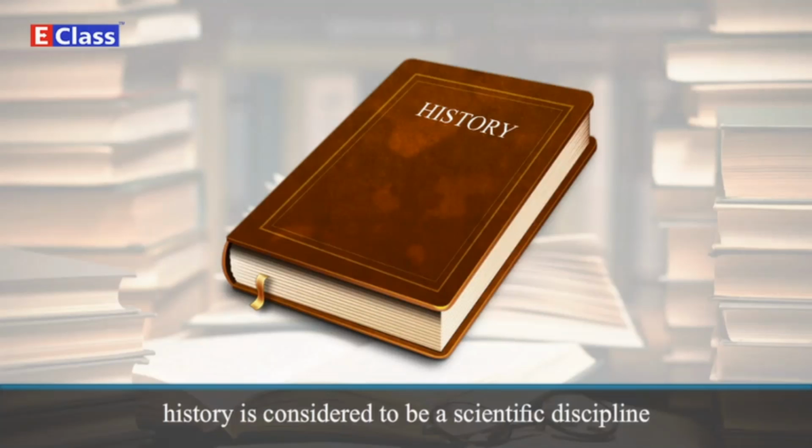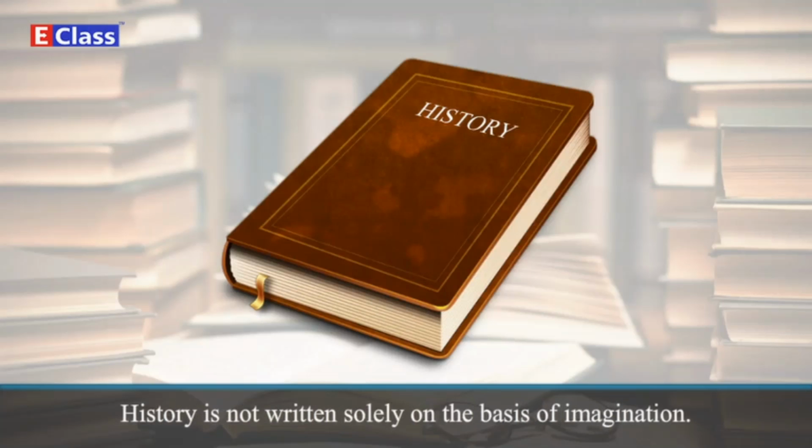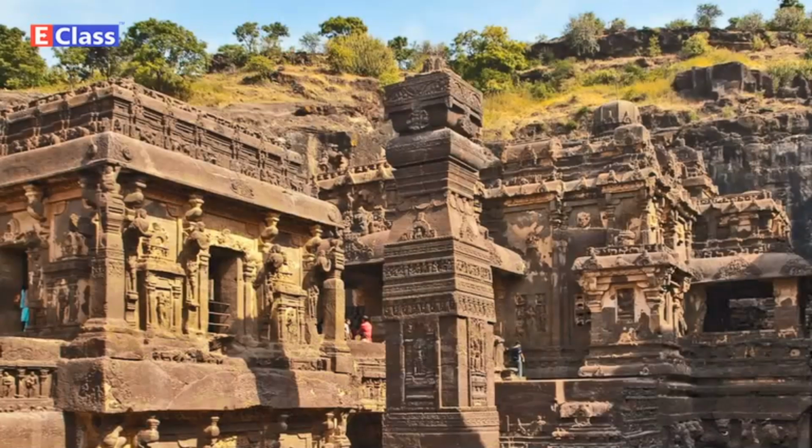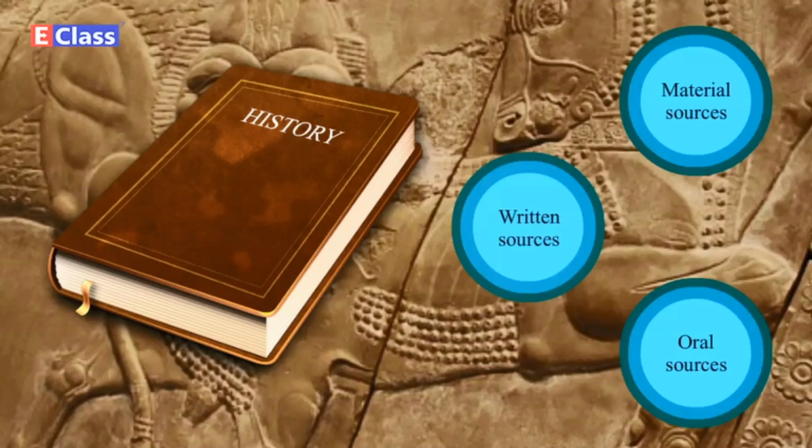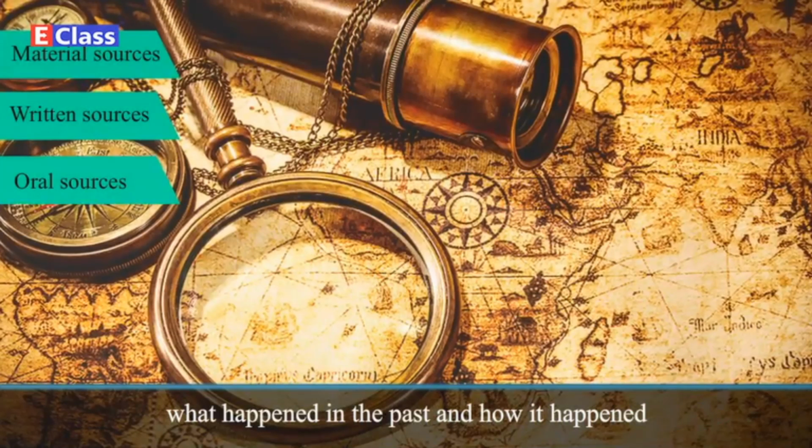History is not written solely on the basis of imagination. Ancient objects, structures, sculptures, pots, coins, inscriptions, copper plates, books, manuscripts, traditional stories, and songs remembered over many generations, etc., are the sources of history. The sources of history are of three types: 1. Material sources, 2. Written sources, 3. Oral sources.